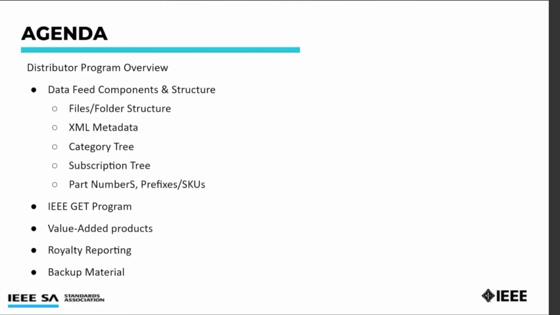In addition, other aspects of the data feed include information on value-added products such as the IEEE GET program and royalty reporting. This presentation is intended to help IEEE distributors and partners better manage and license IEEE standards.